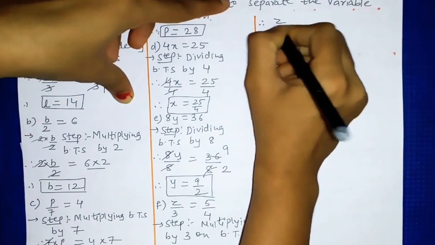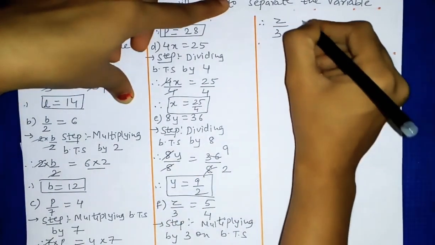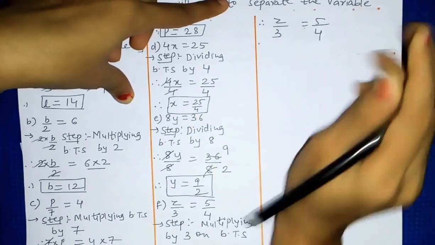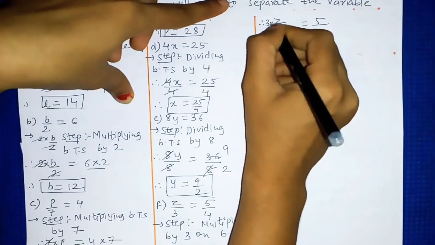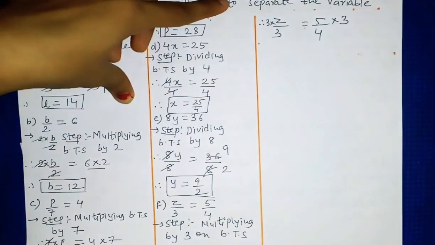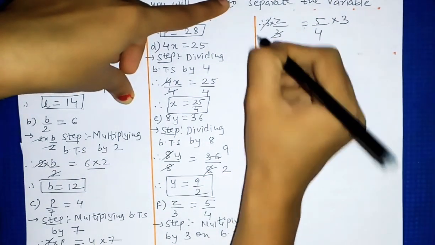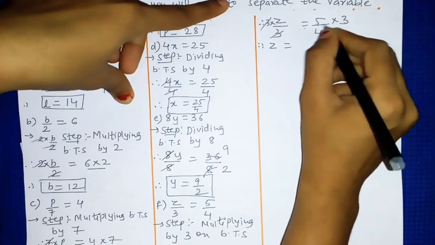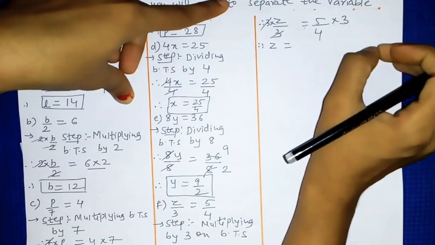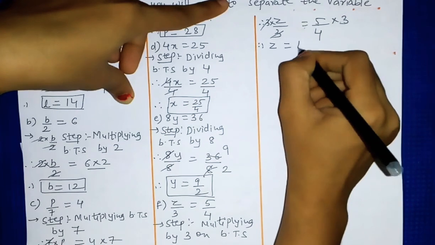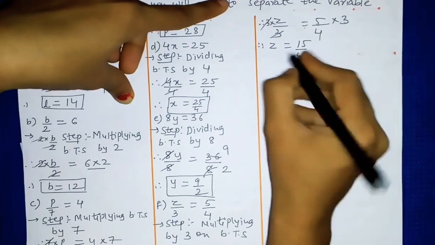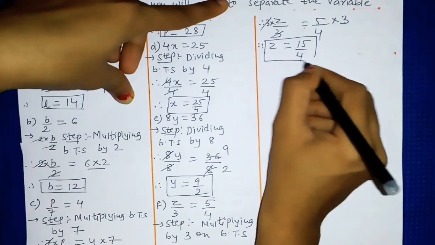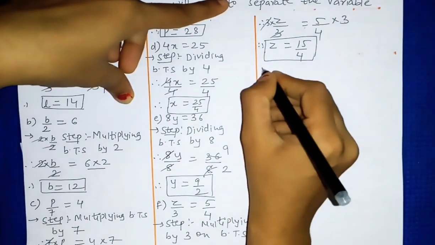So z upon 3 is there and this side 5 upon 4 is there. So here also we are multiplying by 3 and here also we are multiplying by 3. So what will happen? Here 3 and 3 cancel. Only z is left, equal to, here we can multiply these both because cancellation is not possible. So 5 3s are 15 upon 4. So this is the value of the variable z, that is 15 upon 4.